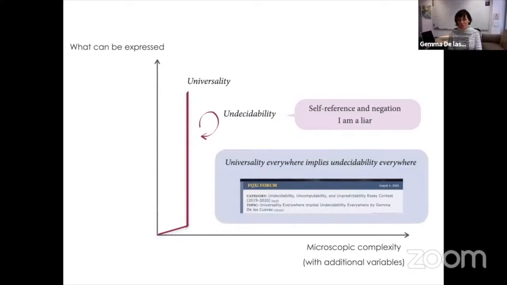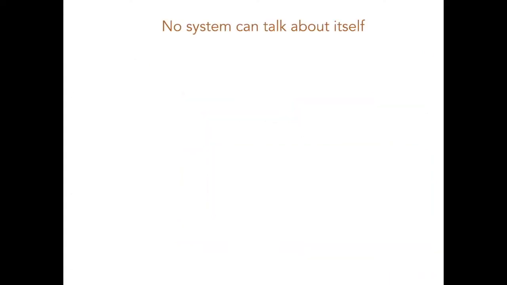So talking about principles, my principle that there's universality everywhere kind of implies that there's also undecidability everywhere. I've written an essay explaining these ideas for FQXI. All right, so the punchline of all of these undecidability results is that no system can talk about itself. So by system, I'll mean a set. And by talk, I mean to describe an attribute of the set.